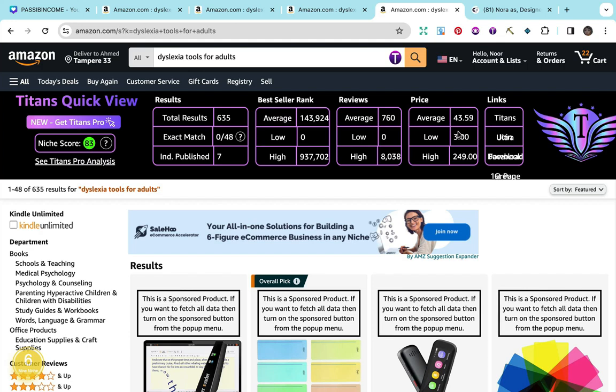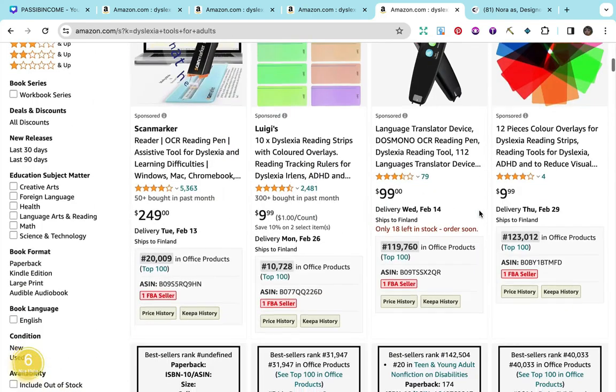First of all, we have a strong and solid keyword niche score of 83 by Self-Publishing Titans Chrome extension, and we also have a classification by Amazon's Canva Pro, which has given us a number 6, categorizing this wonderful keyword as a nice niche. Coming to the total results, they're sitting under 1,000, and they're currently sitting at 635. We have the average bestseller rank under 300,000, and it is averaging 143,924. The average reviews is 760. Average price is $43.59.